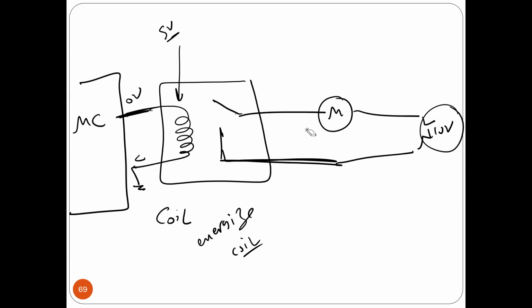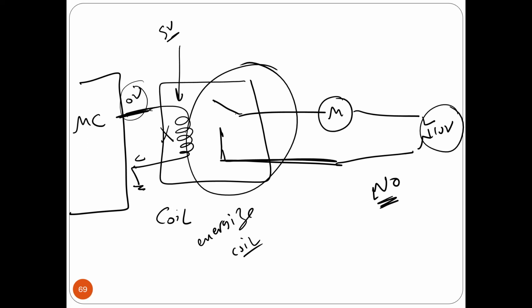We have two types of switches. One switch we call normally open, NO. What we have right here is normally open. What do I mean by normally open? It means if I put 0 volts here and I don't energize the coil, it's going to be open, normally open. Once I energize the coil, it's going to be closed. This is what I mean by normally open.